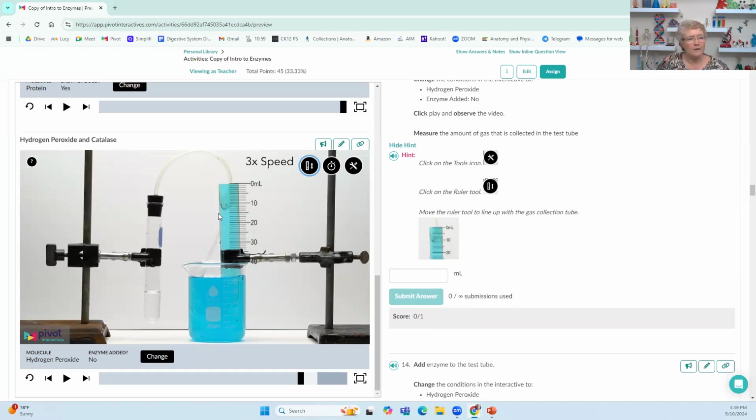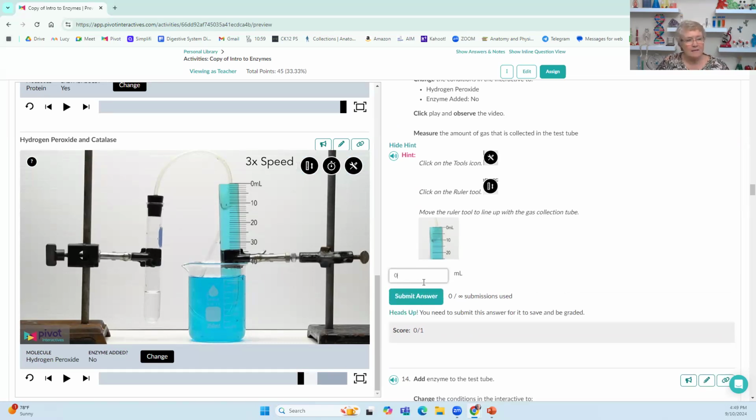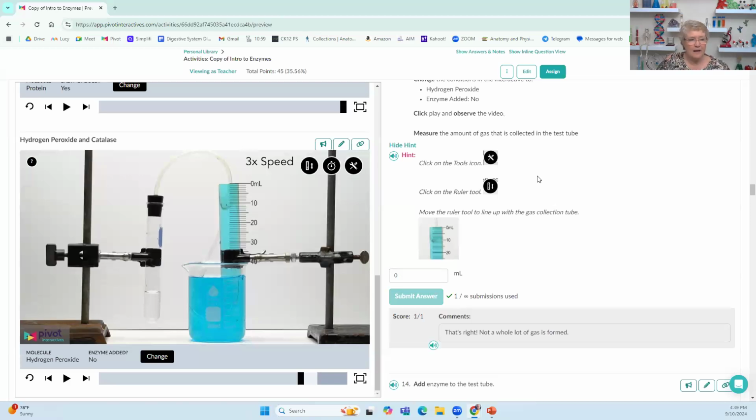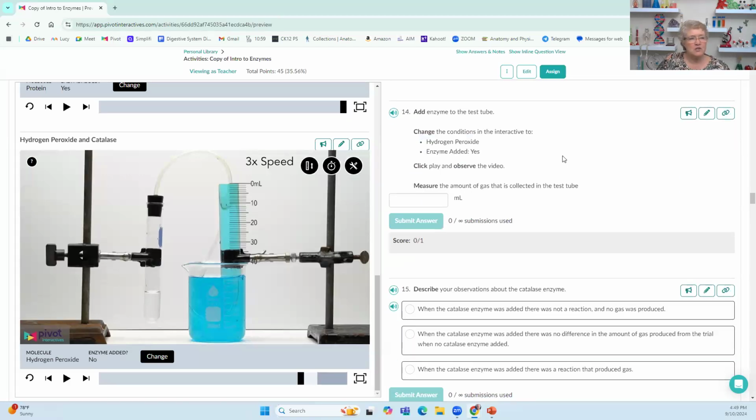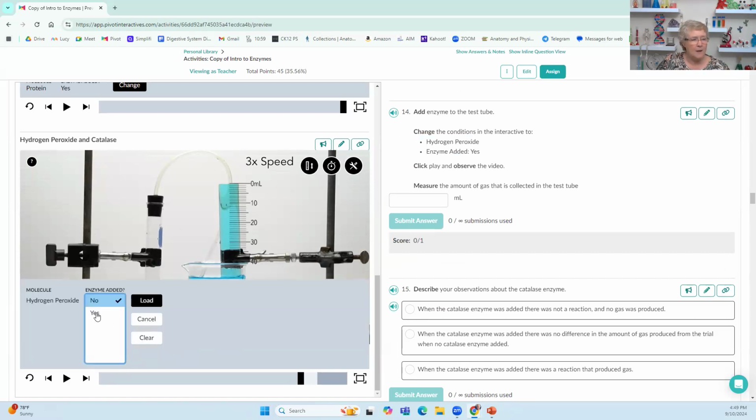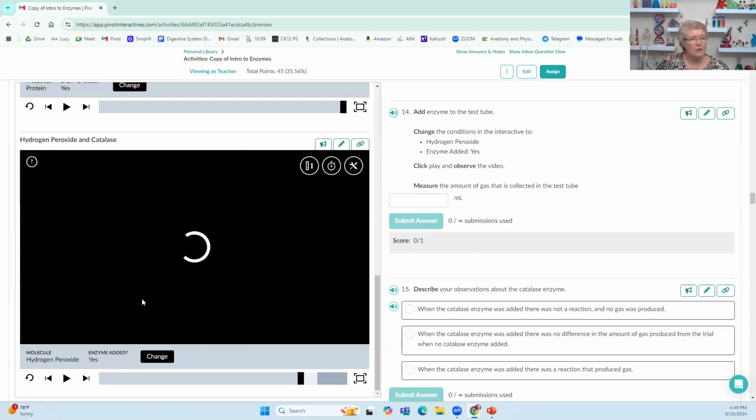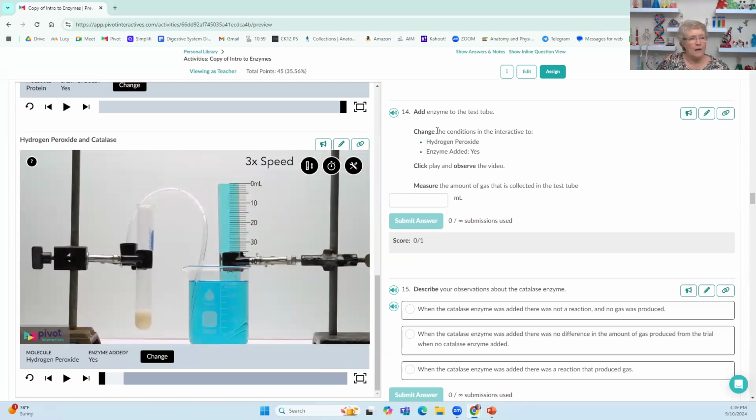So now we want to measure the amount of gas that was collected. None. It's all water. It's all still this blue liquid that's in there. So we're going to say 0 was collected. There was no gas collected at all. And that's correct. Now let's change things. Let's put enzyme in. We're going to change enzyme added. Yes. Click load. Now we're going to observe the video, and we're going to measure the amount of gas that is collected in this collection tube.